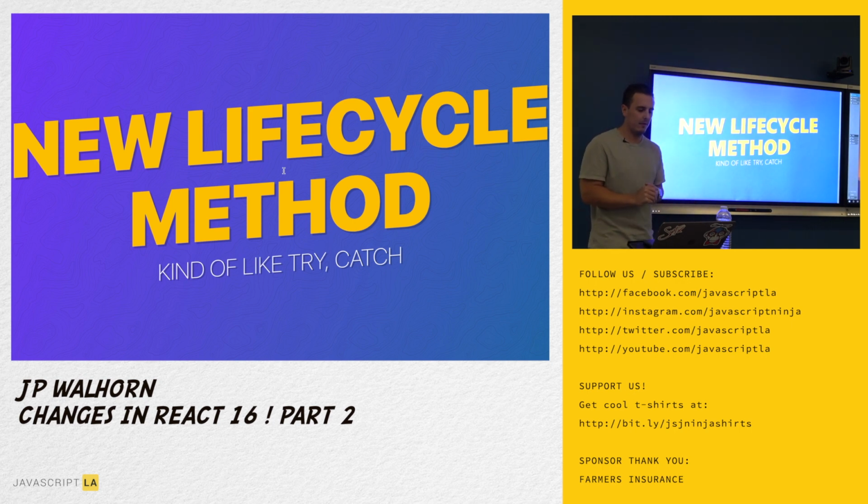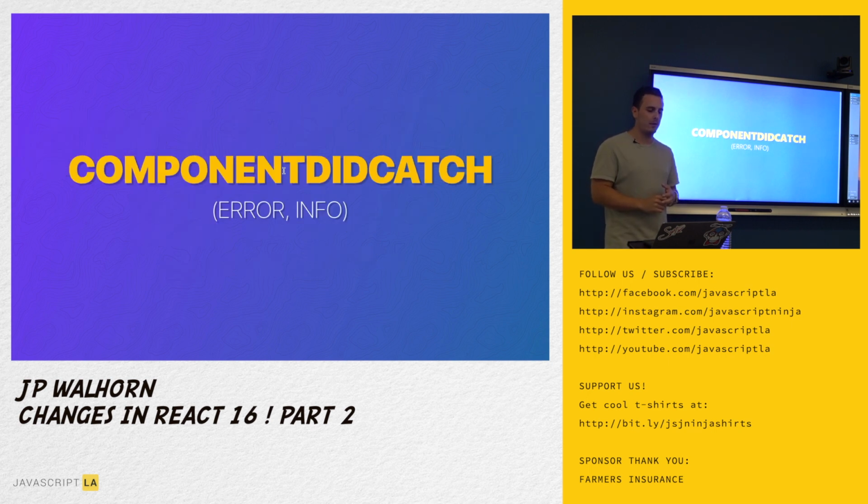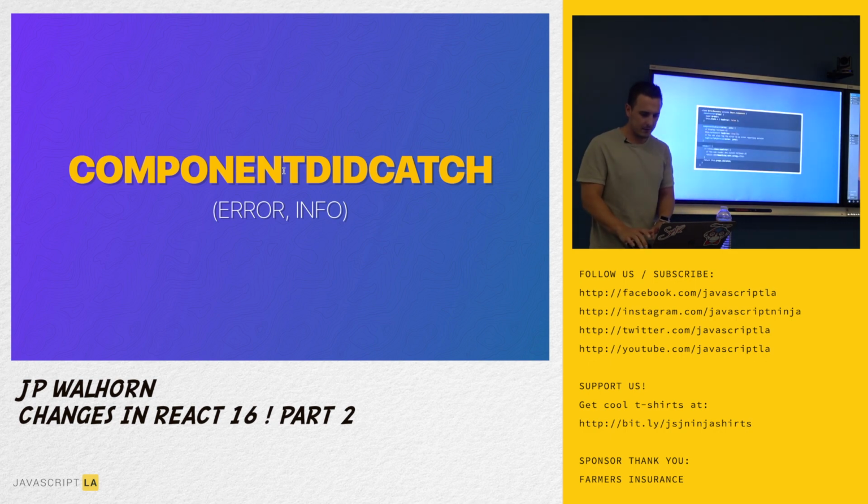So the new lifecycle method is kind of like a try catch in Node.js, where you can try something and catch the error. In the component, the lifecycle is called component did catch, and it has two parameters that you can access: error and info, basically. So how does this work?